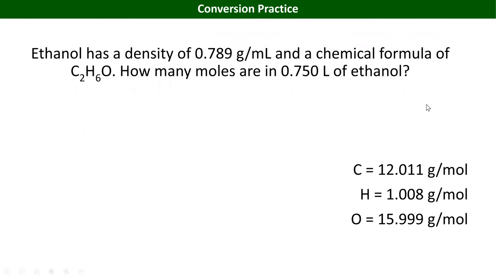All right, let's do some conversion practice. We've been doing a lot of conceptual stuff, electron configurations, things like that. Let's get back to doing some conversions, because we're going to come back to conversions pretty quickly. Ethanol has a density of 0.789 grams per milliliter and a chemical formula. How many moles of ethanol are in 0.750 liters of ethanol? Give this a go, and I'll start working through it in 3 minutes or so.